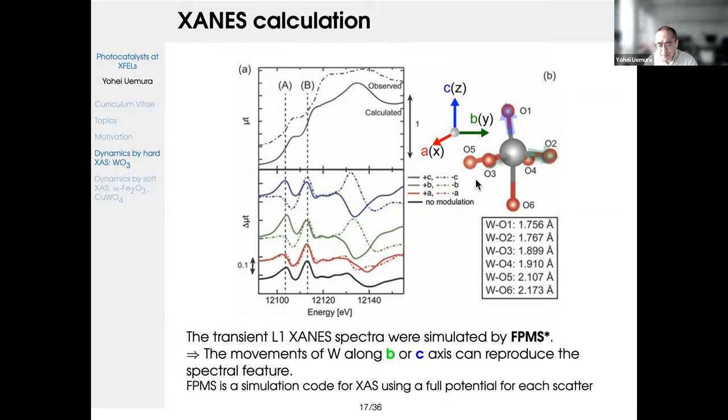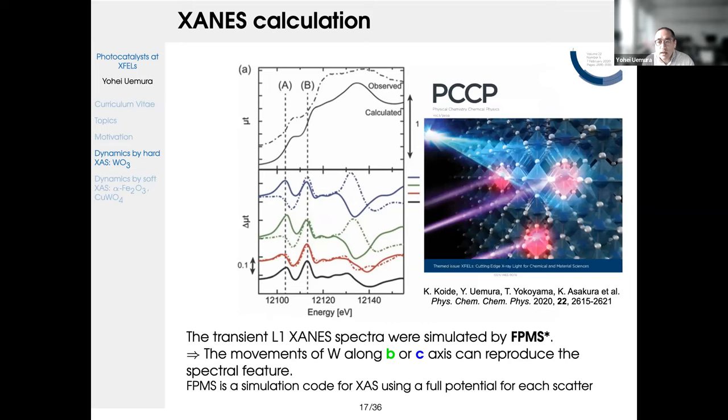So these are the results from the tungsten trioxide, the tungsten L1-edge case. This work was selected for the front cover of PCCP. We are very glad to hear that our work was selected as the front cover of PCCP. So this is the first topic of tungsten trioxide.